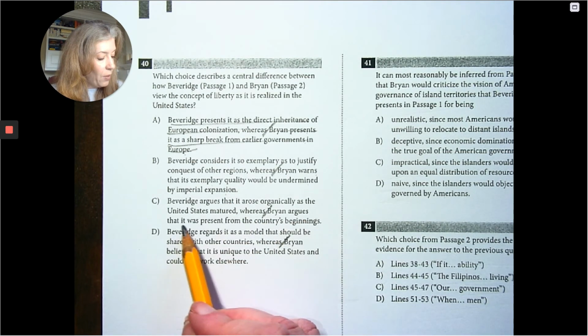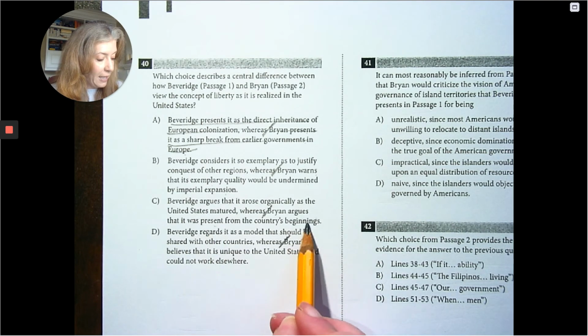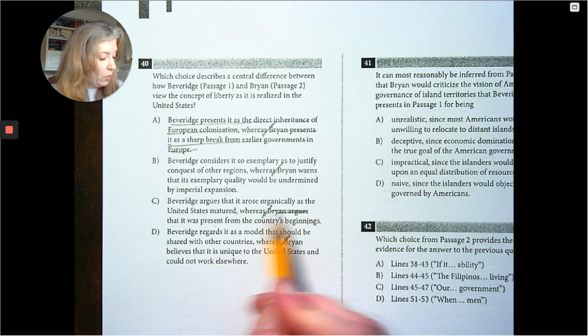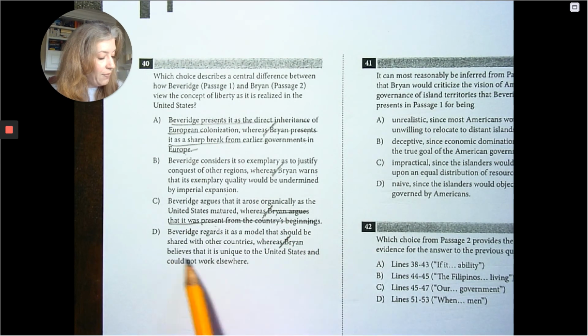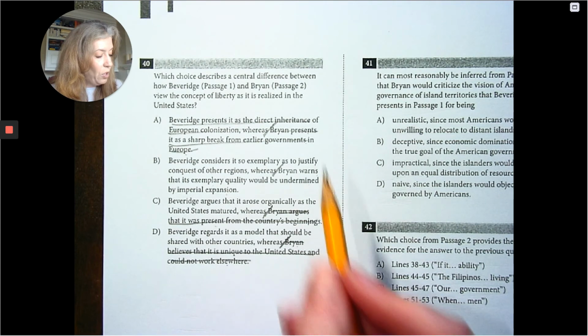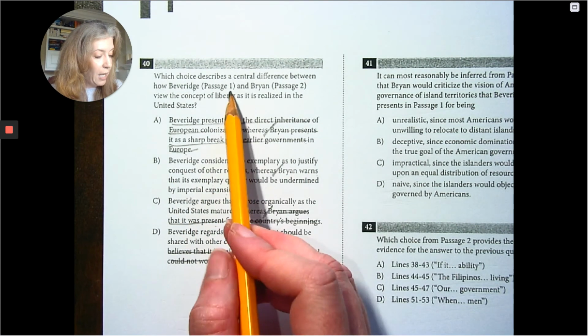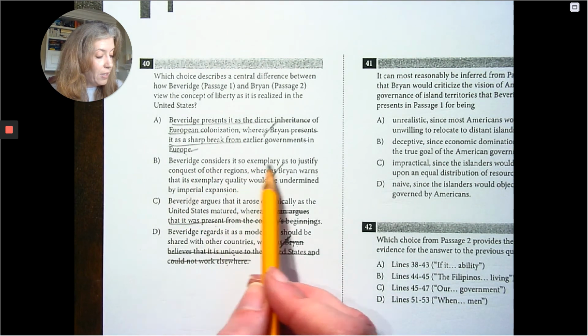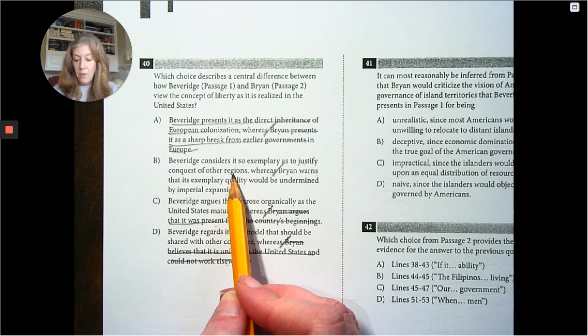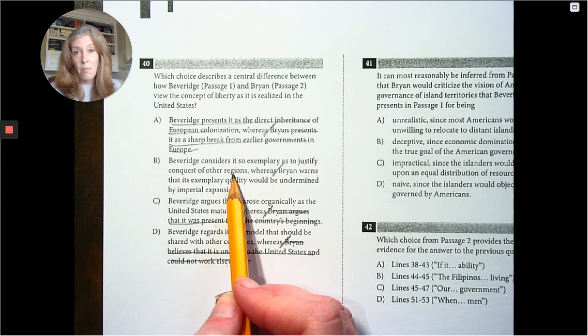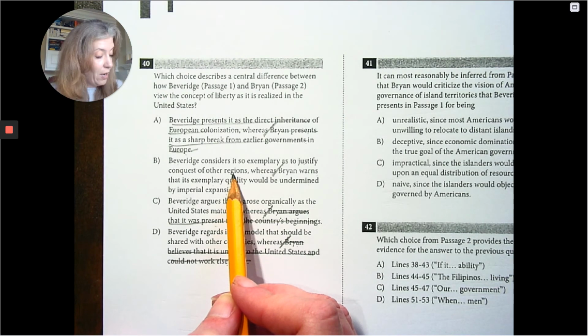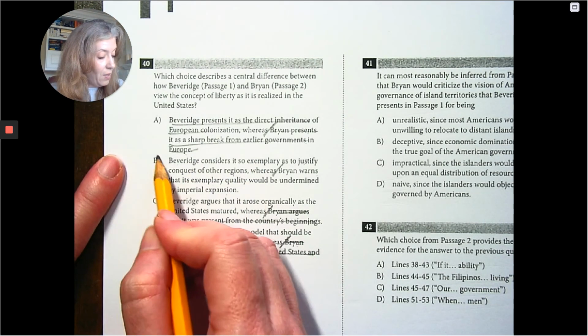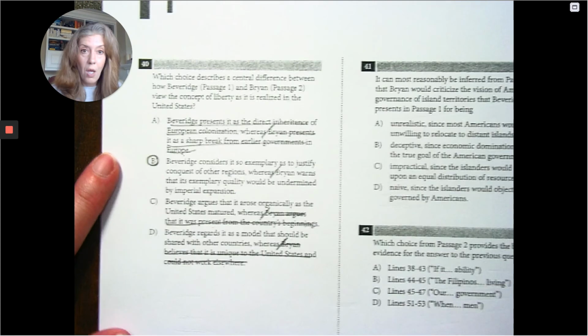Bryan argues that it was present from the country's beginnings. That's not true. And Bryan believes that it is unique to the United States and could not work elsewhere. And that's not true. So what we have to do is just double check. Beveridge considers, and again, we're looking at the concept of liberty as realized in the United States, Beveridge considers it so exemplary as to justify the conquest of other regions, and we actually wrote that as our theme, that our government would work well. So B is a very solid answer.